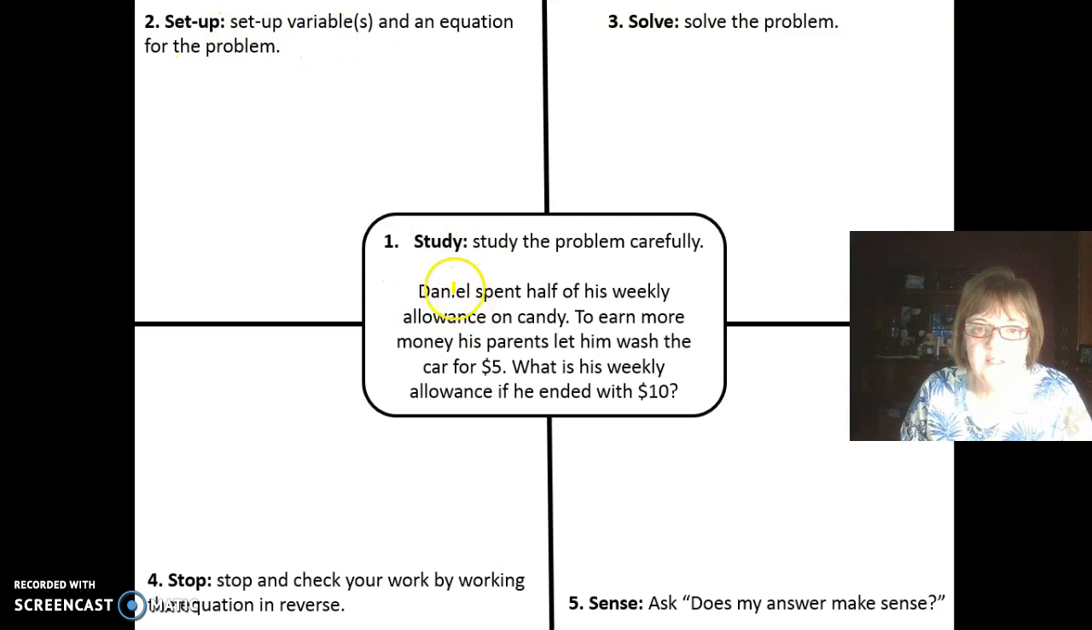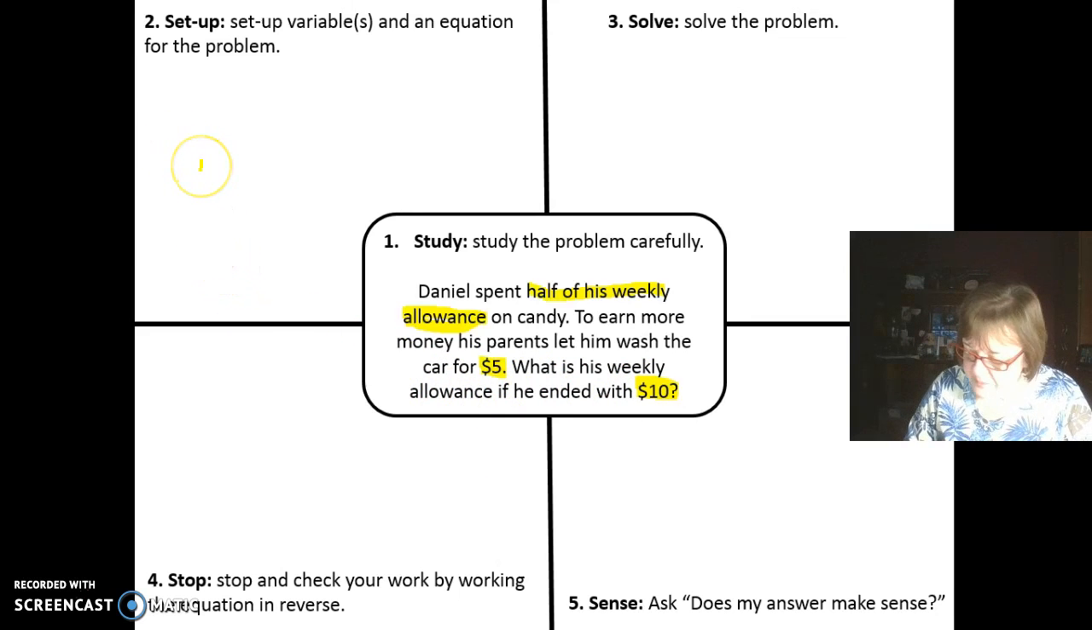So let's study this. Daniel spent half of his weekly allowance on candy. I want you to highlight, when you're doing this for yourself, the important things. Like this, half of his weekly allowance. That's something we just learned that we need to know. He spent half of it on candy. So to earn more money, his parents let him wash the car for $5. That's an important detail to know. And what they want to know is, what is his weekly allowance if he ended with $10? What's his total allowance?